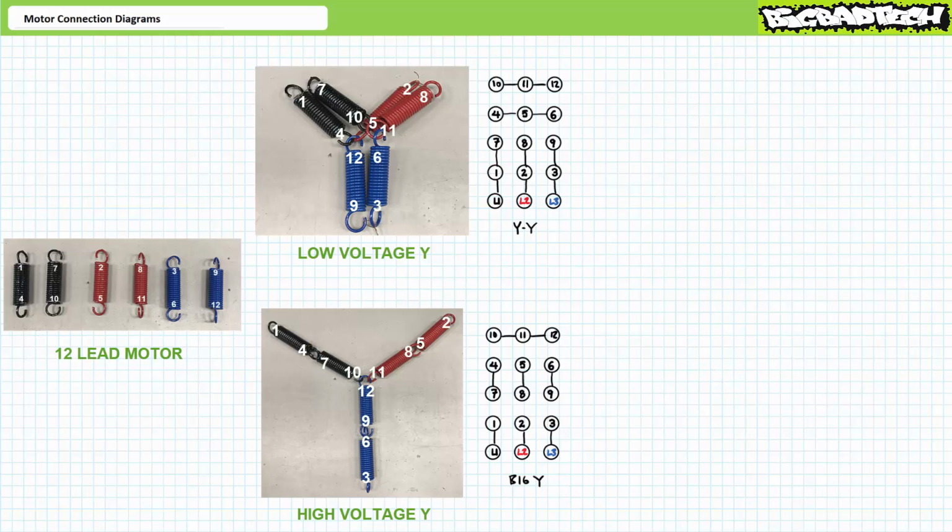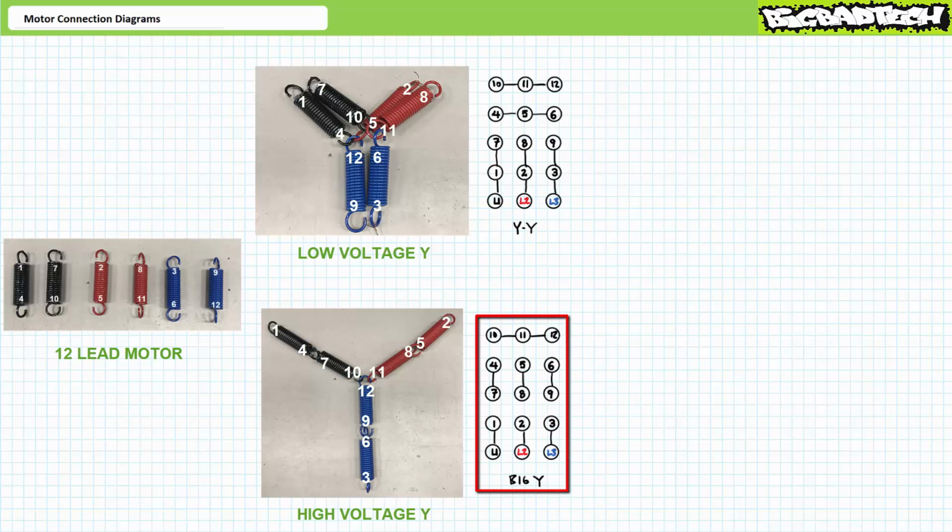Similarly, one configures a 12-lead motor as a high voltage Y by making a large Y by conjoining terminals 4 and 7, 5 and 8, and 6 and 9 to make 3 series branches. Then one joins leads 10, 11, and 12 in the center. Primary lines L1, L2, and L3 would be connected to terminals 1, 2, and 3, where swapping any 2 applied phase sequences reverses rotational direction. Again, for hopefully obvious reasons, a high voltage Y is sometimes referred to as a big Y configuration.